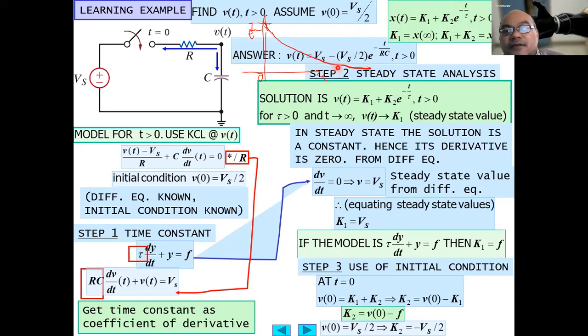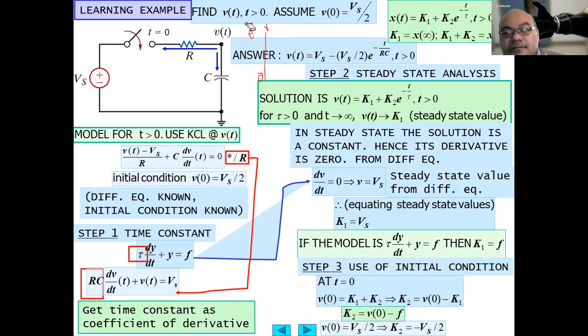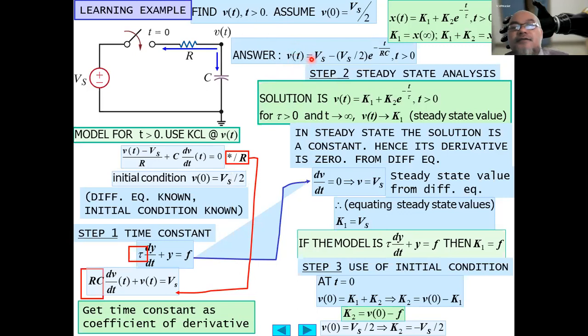The answer will be V(t) equals, let me erase first, the general solution: K1 is Vs, K2 is negative Vs over 2, so negative Vs over 2 exponent minus t over tau, and tau is RC. This is the general solution for this circuit. Any questions so far?